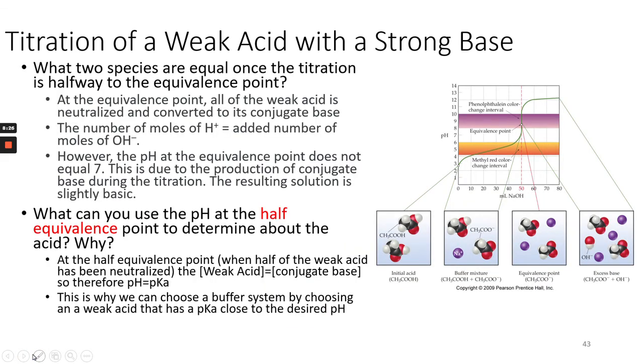So, what is really going on when we titrate a weak acid with a strong base? What two species are equal once the titration is halfway to its equivalence point? So we're talking about halfway to its equivalence point again. So we're here. What two species are equivalent? Well, at the equivalence point, all of the weak acid is neutralized and converted to its conjugate base. So the number of moles of your H+ must equal your number of moles of your OH-.